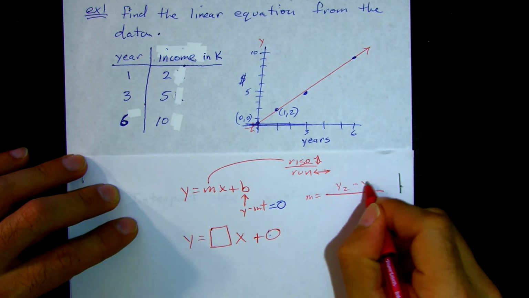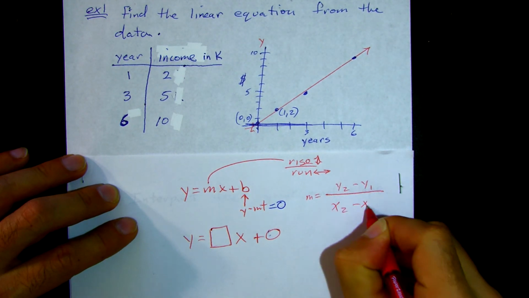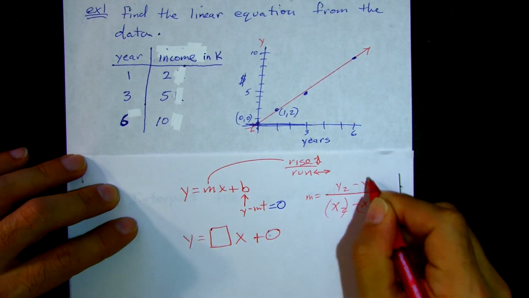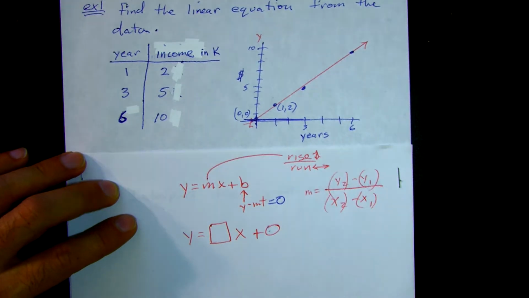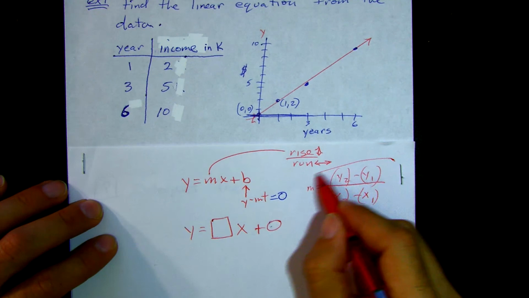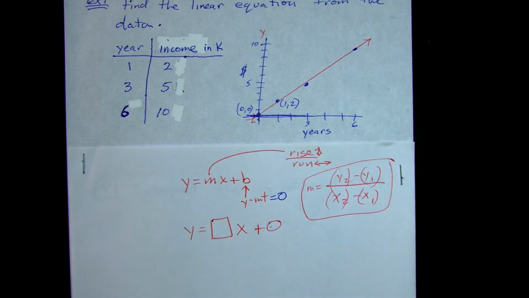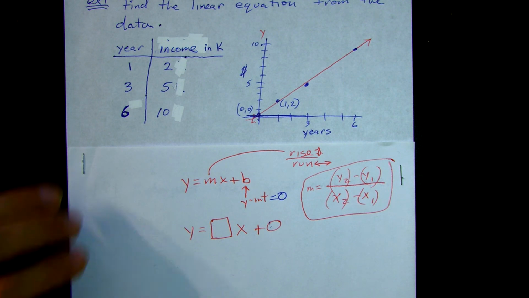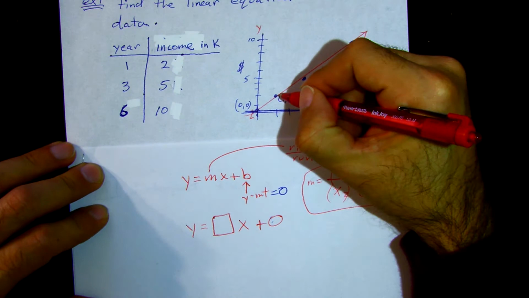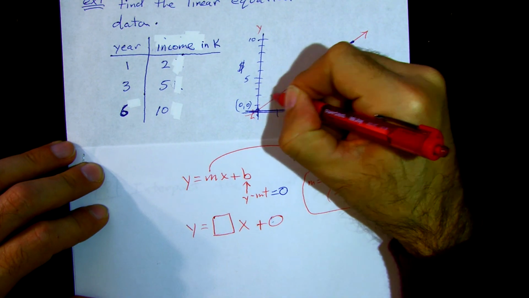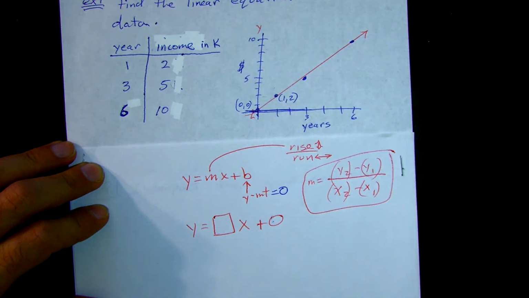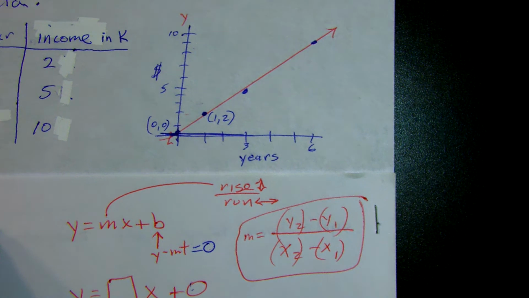y2 minus y1 over x2 minus x1. Maybe write that down if you really like to plug in points. But I don't even think that this slope formula is necessary for this, because you can count the slope if you graph it as well as you can. So let's look. How far up do I need to go to get even with this point? Let's just count the slope from the graph.